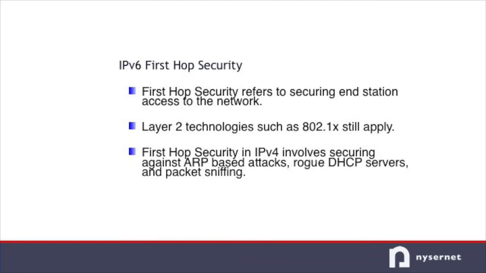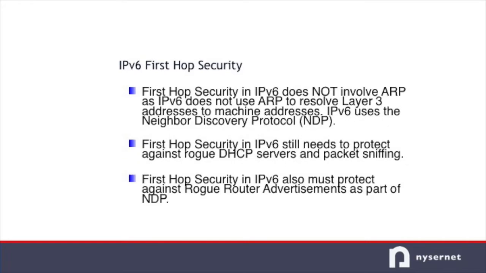First top security in v4, I like to do a lot of compare and contrast, securing against ARP-based attacks, rogue DHCP servers, and packet sniffing. Because IPv6 does not use ARP, because it does not use broadcast, the ARP-based attacks or the mitigations for ARP-based attacks do not exist in v6 because there's no reason for them to exist in v6. But there are neighbor discovery protocol-based attacks, and that is roughly analogous.